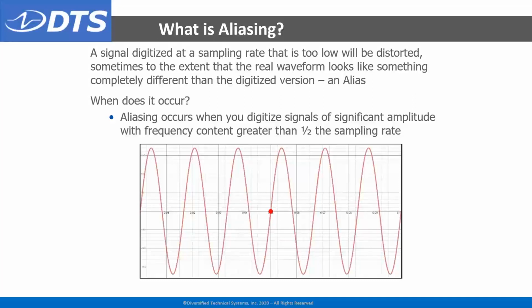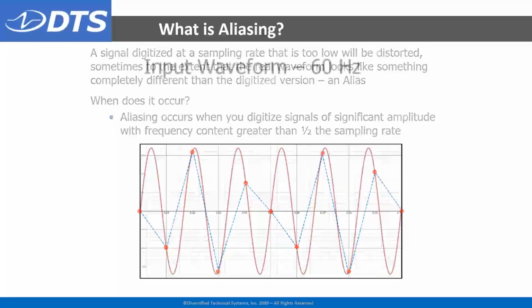Let's talk about this from a sampling standpoint. If we undersample a waveform, as shown by the red dots on the wave here, we're sampling at a sampling rate that's too low, and then we connect the dots. The blue line represents what we record with our digital data acquisition system. The red graph is the input waveform.